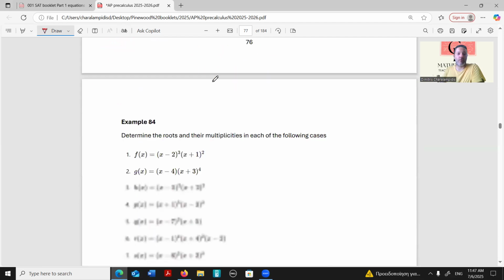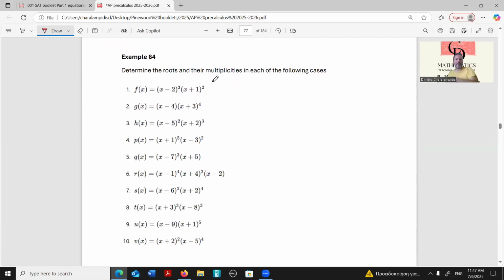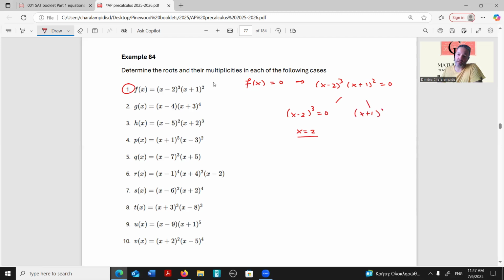Let's see some more. Determine the roots and their multiplicities in each of the following cases. Let's do the first one. To find the zeros, we need to make that equal to 0. So x minus 2 cubed times x plus 1 squared equals 0. So either x minus 2 cubed is 0, which means that x equals 2, or x plus 1 squared is 0, which means that x equals -1.